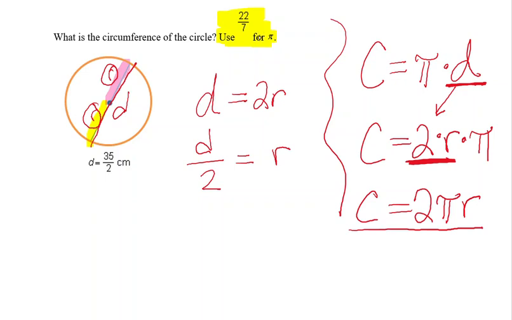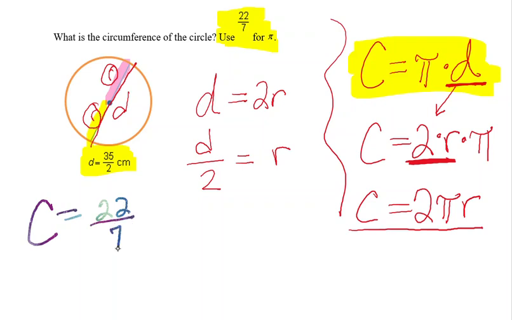Here they give me the diameter and they tell me to use 22/7 for pi, so I'm going to use the formula that uses the diameter. I would have all of these formulas written down so that as you're working, you know which formula would work best. To find the circumference of this circle, pi, which they're saying use 22/7 for, times diameter, which they're telling me is 35/2, that's how I find the circumference.